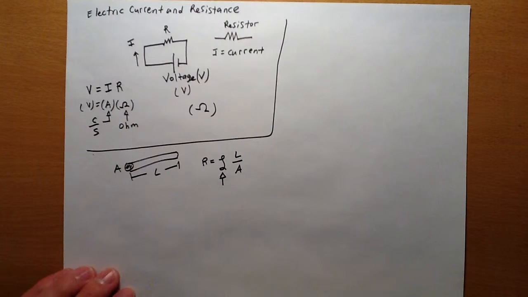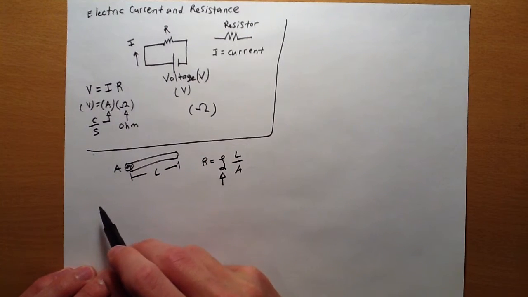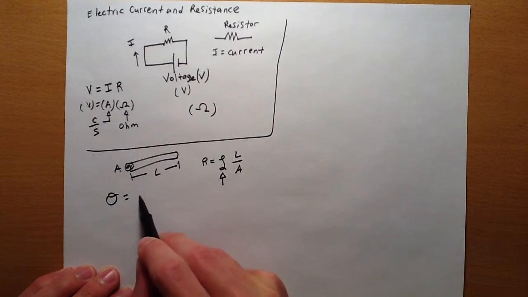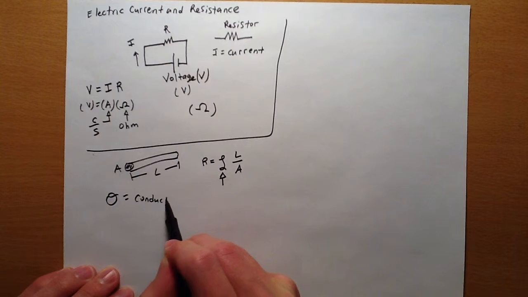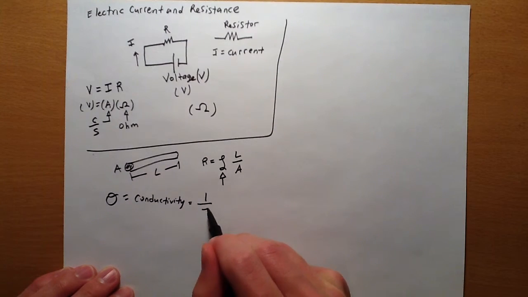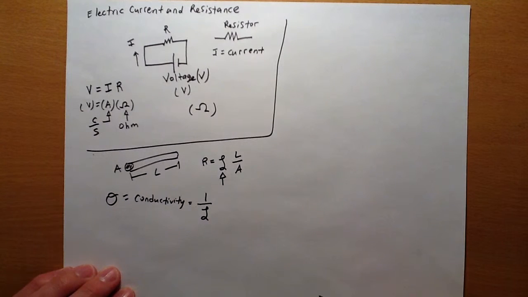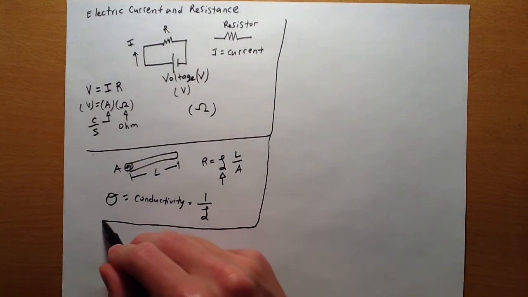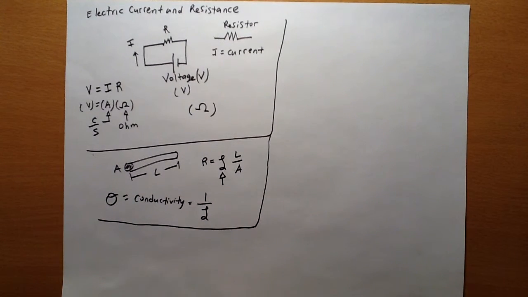The reciprocal of resistivity is conductivity, and that is equal to 1 over resistivity. Now, if we change the temperature of the system, the resistivity is going to change. So if we heat up copper, the resistivity of copper is going to increase.